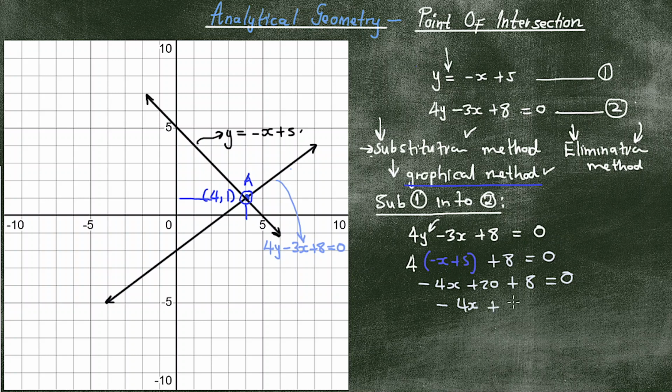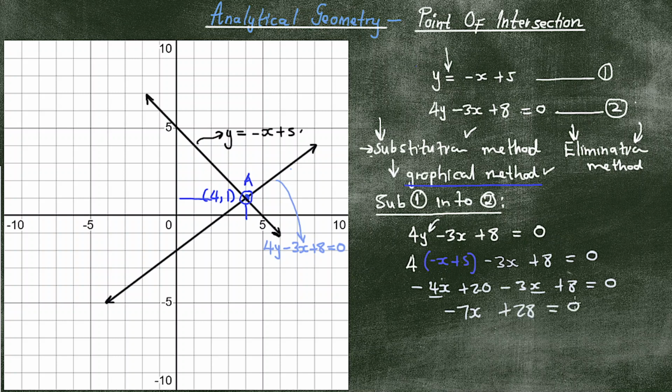Is this correct? Oh, I forgot the 3x. Let me go back. It's going to be minus 4x plus 20 minus 3x plus 8 equals 0. So this and this give us minus 7x, and this and that, 28, equals 0.